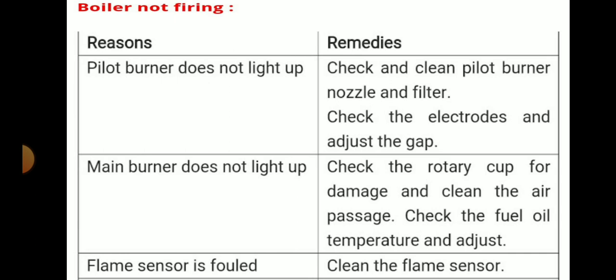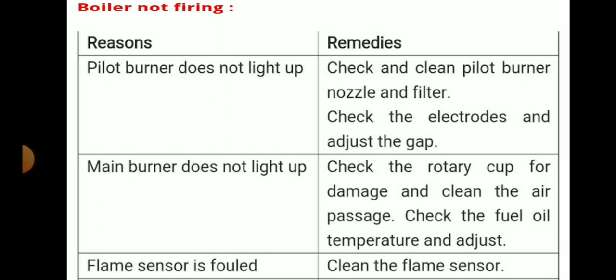Boiler is not firing. The reasons are: the pilot burner does not light up, the main burner does not light up, or the flame sensor is faulty. What are the remedies when the pilot burner does not light up? Check and clean the pilot burner nozzle and filter, check the electrodes and adjust the gap.